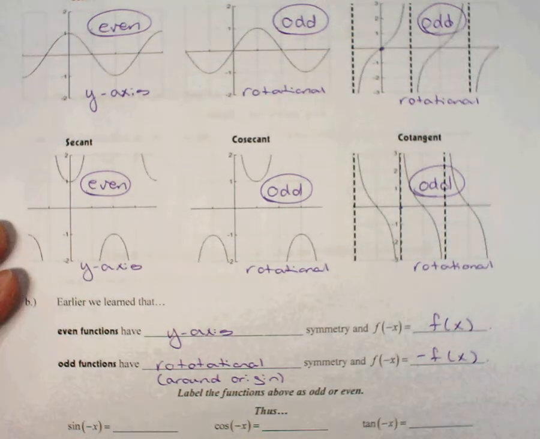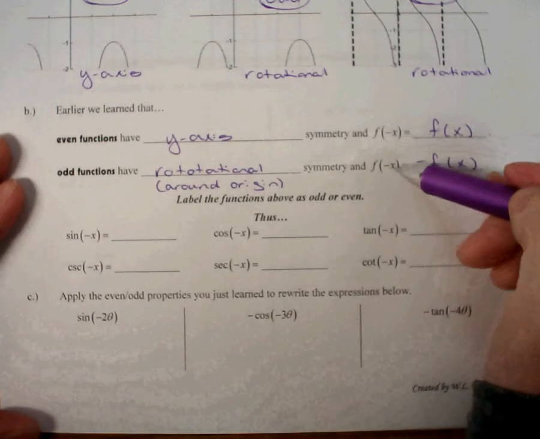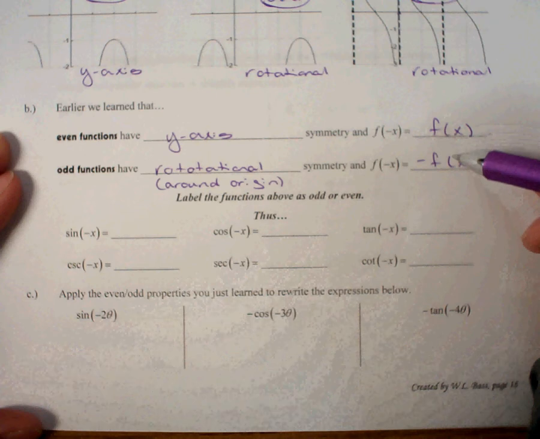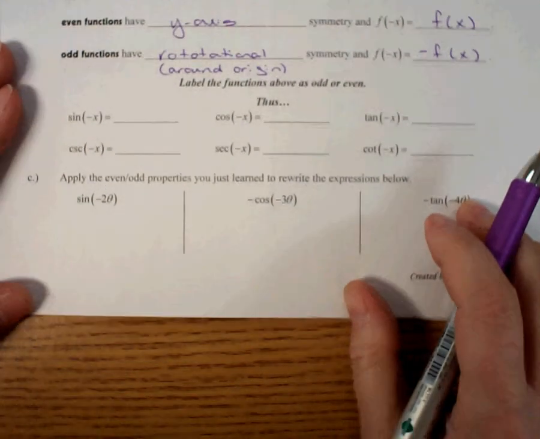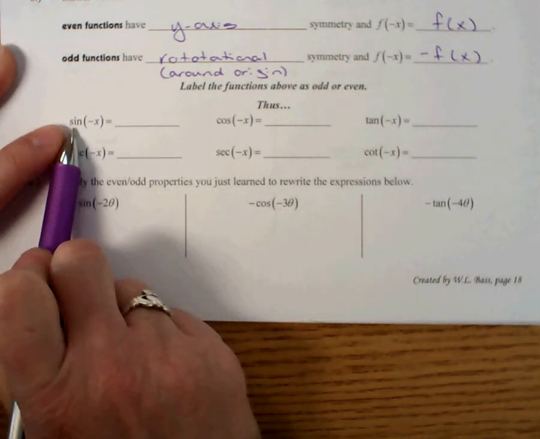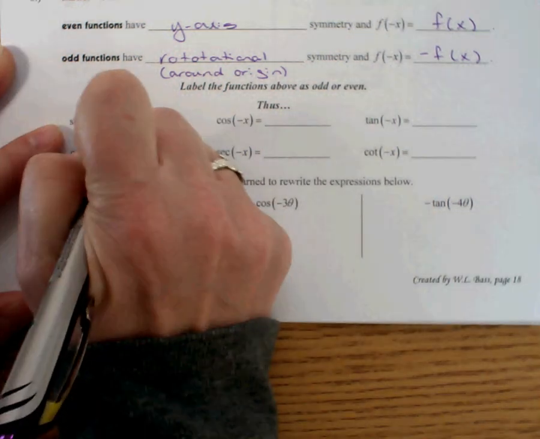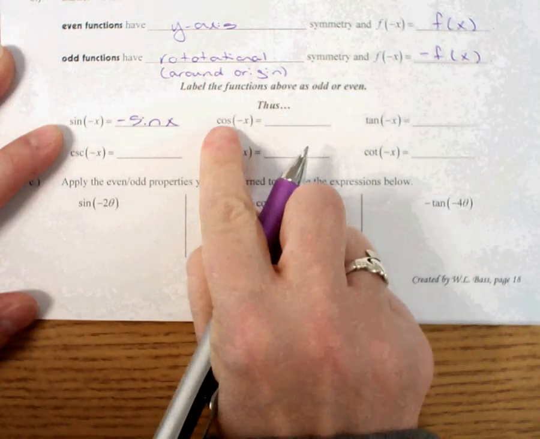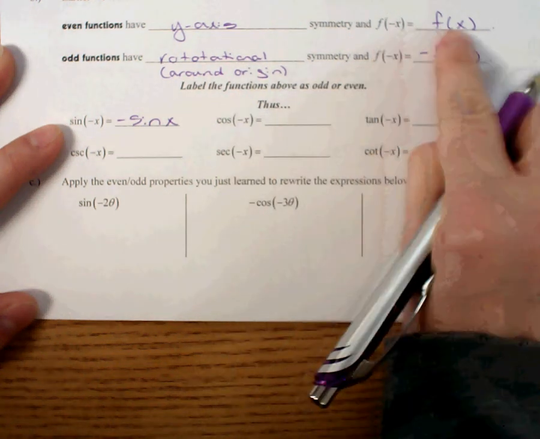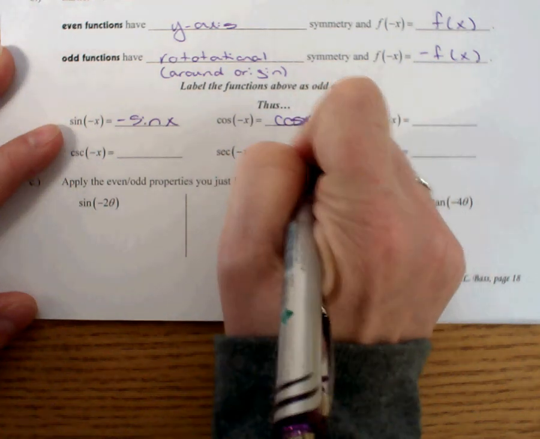Now, the reason this is useful is oftentimes we will be given problems that have a negative angle in them, and we can use our odd and even properties to rewrite that negative in a different form. So looking down here at the bottom, for example, if sine is an odd function, sine of negative x should be equal to negative sine of x. If I have cosine of negative x, since cosine is even, that means that that's exactly the same as cosine of x. So I don't need to write the negative at all.